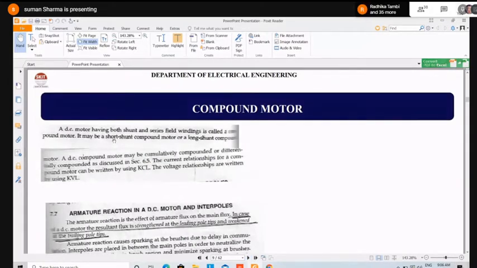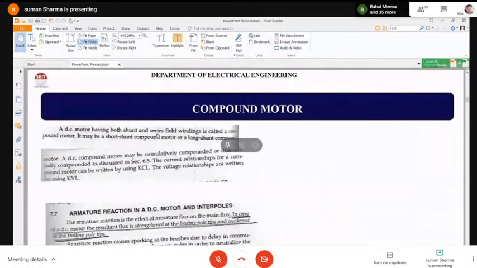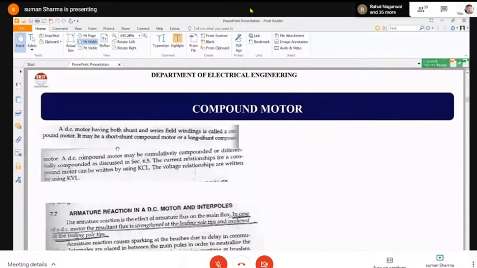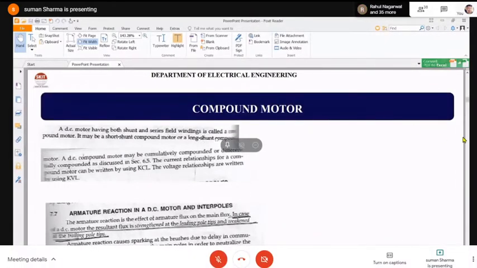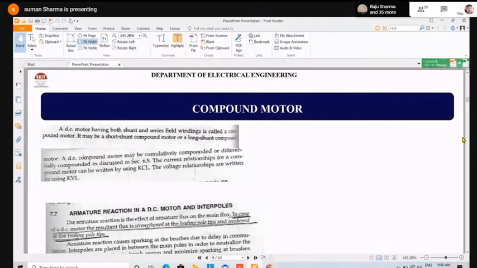In case of compound motor, there will be field winding split into two parts, that is shunt part and series part. So it will be having both field winding, shunt field winding and series field winding, and it can be short shunt or long shunt, जैसे कि हमने जनरेटर में देखा था. And it can be cumulative compound or differentially compound. And the current relationships for compound motor are derived by using KCL equations, whereas the voltage relationships can be derived by using KVL. And power equation will be obtained when these two equations are obtained.